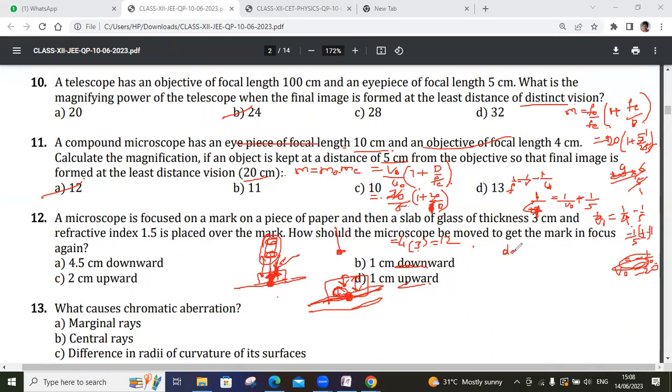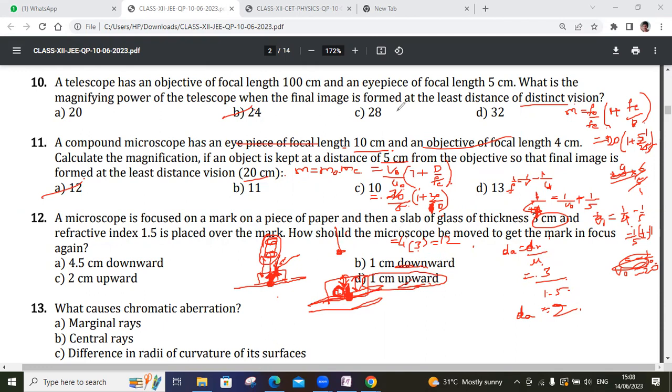So apparent depth is real depth by mu, and real depth is 3. 3 by the thickness of the slab, 3 by 1.5, which is 2. So apparent depth is how much? 2 centimeter. But you want this value, that is 3 is real depth. 3 minus 2 is 1 centimeter. So by 1 centimeter, the image is raised. The mark is raised by 1 centimeter. So you have to take the microscope upward by 1 centimeter.